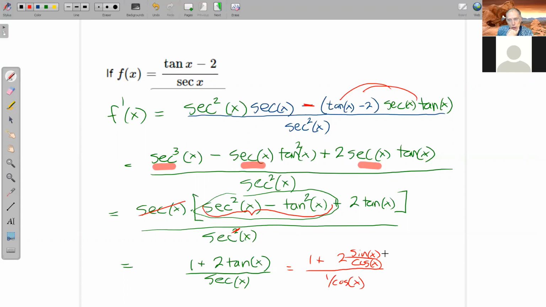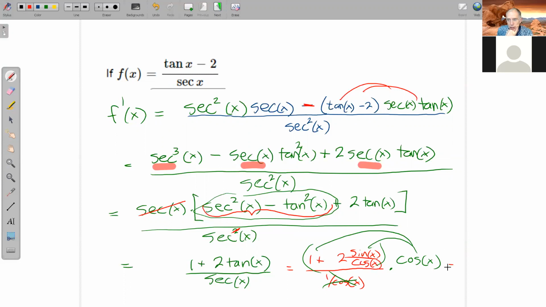So that would be multiplying the cosine into the top. Right? So dividing by a number is multiplying by the reciprocal. So that gives me that. And then if we distribute the cosine through here, we get a cancellation here.